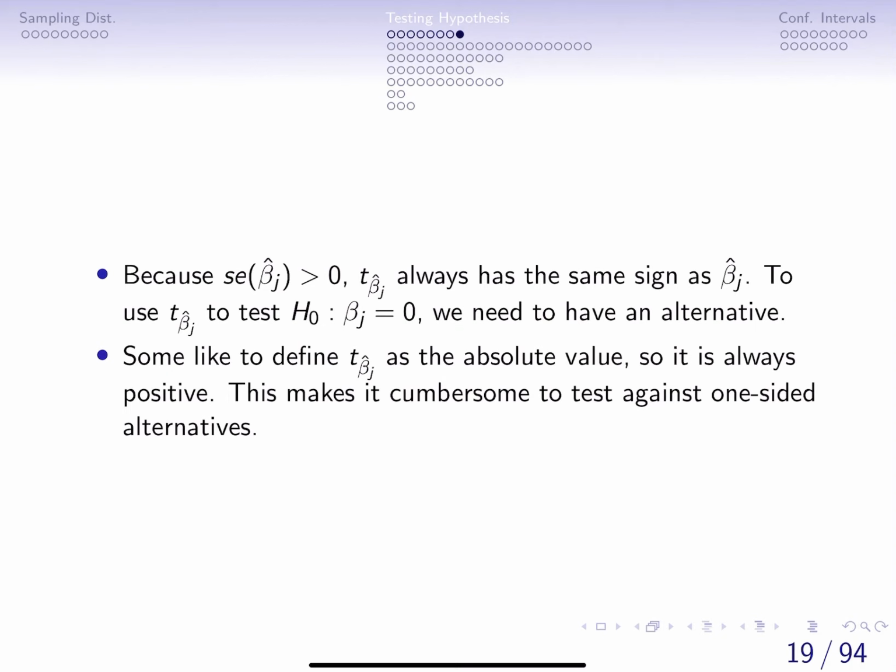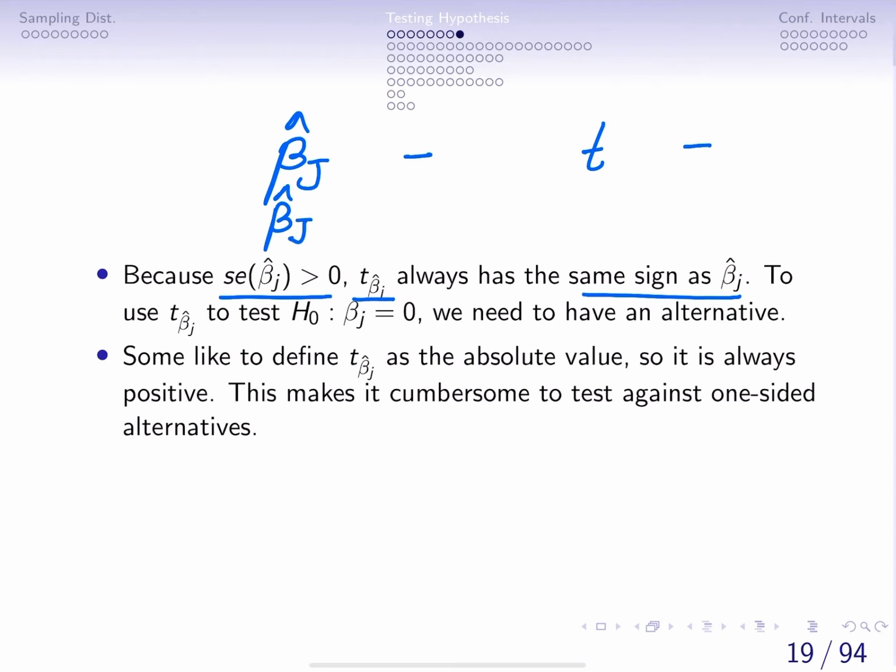We'll get into that language later, but right now the important thing to note is that the standard error will always be greater than 0, and so the t-statistic will have the same sign as beta hat j. Whatever you estimate beta hat j to be, if it's negative, then the t-statistic will be negative. If beta hat j is positive, then the t-statistic will also be positive.